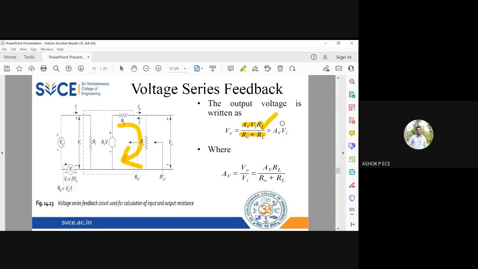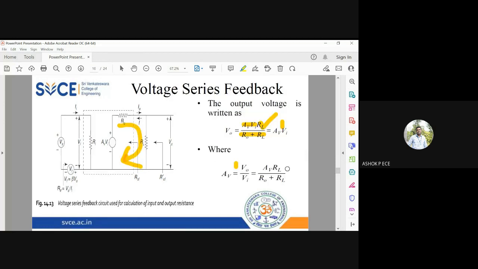So I'm going to replace this AV into Vi by R0 plus RL as AV dash. It is given wrongly in the figure, given again as AV, but it is actually AV dash. Where AV dash equal to V0 by Vi, so it is AV into RL by R0 plus RL. So instead of having a very big term, I'm going to simplify that as AV dash.